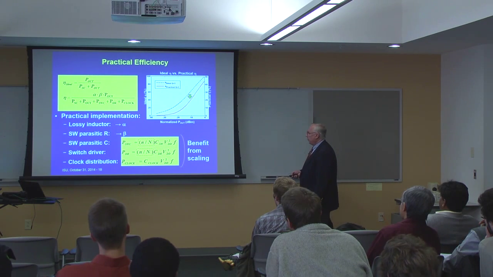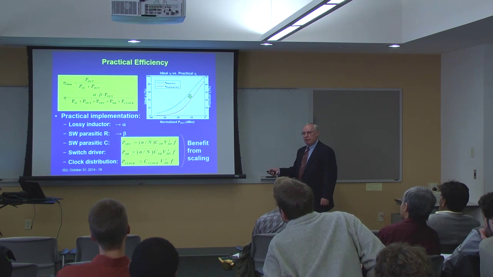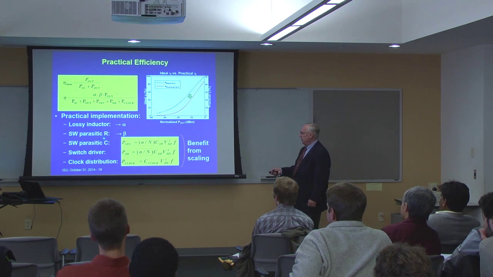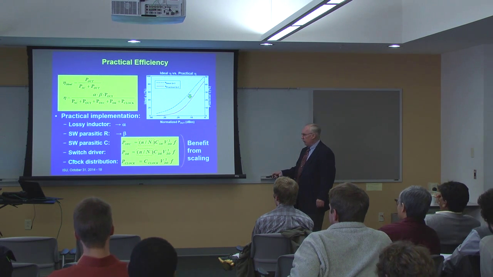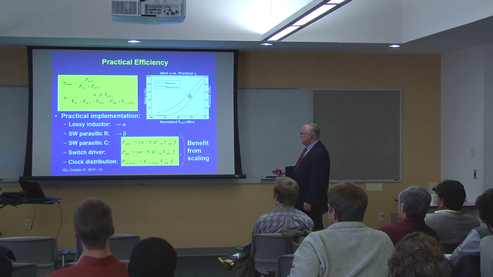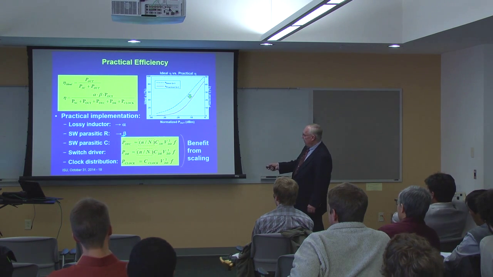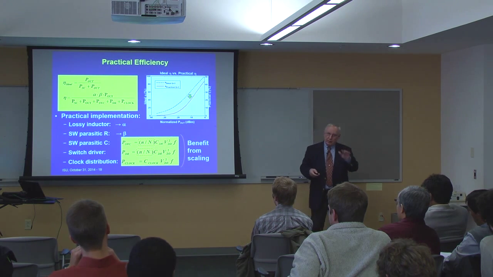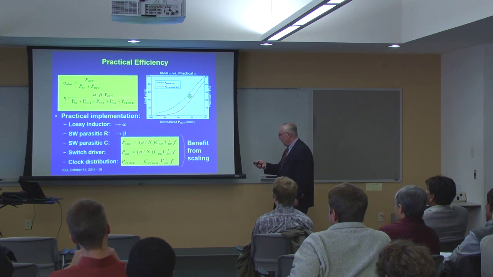Okay, so we're almost wrapped up with this part. So there's some stuff here on the efficiency that you see with this approach. In any practical implementation, you have losses in the inductor. They're not ideal. You have switch parasitics, capacitances and resistance and so on, which cause losses. And then you have these other loss mechanisms here associated with the switching, clock distribution, and so on. The nice thing about this is that most of these, in fact 3 of these 5, scale down with technology. So as technology continues to scale down, you can expect better and better performance out of this kind of power amplifier.